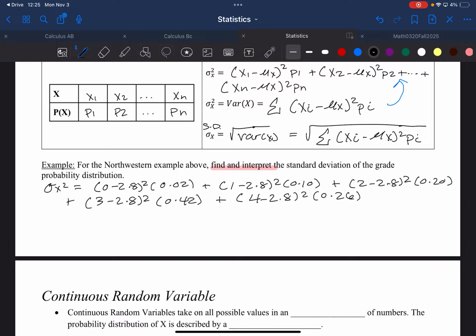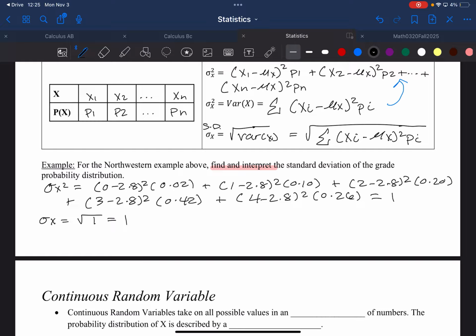Okay, and you would type all that into Desmos. And trust me, it equals 1. Okay? Which means in order to find standard deviation, we need to take the square root of 1, which is 1. So that is our find part. We found the standard deviation. The standard deviation for the Northwestern example is 1. Then we have to interpret this.